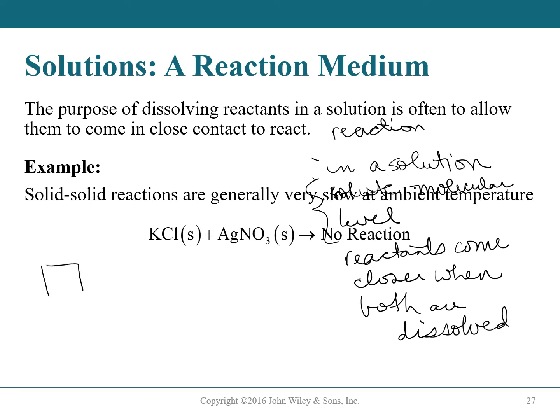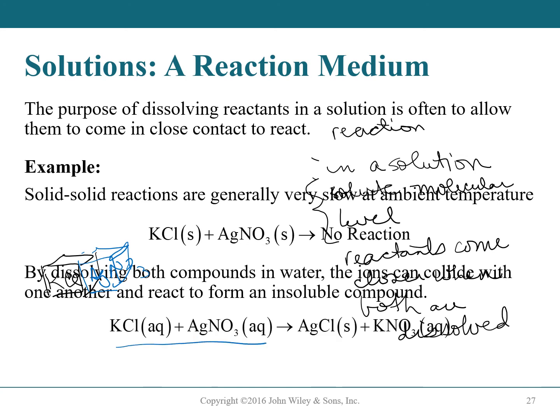If I put potassium chloride here, and then I put next to it a solid cube of silver nitrate, nothing's going to happen. However, if I dissolve them in water, then what do I have? In my solution, I don't have a solid potassium chloride crystal. I have potassium ions and I have chloride ions. Here, I don't have silver nitrate crystals. I have silver ions and I have nitrate ions.